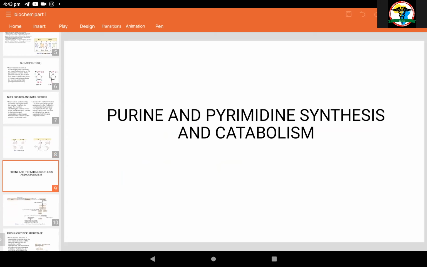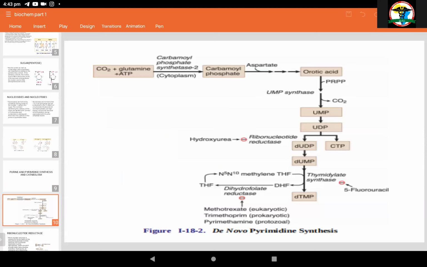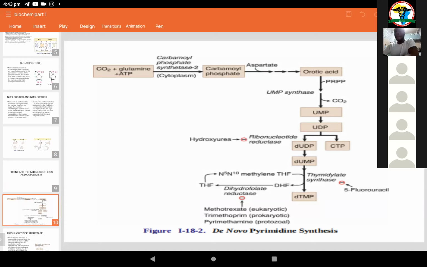So we are going to move on to the purine and pyrimidine synthesis. The synthesis of purine and pyrimidine, do you actually need to memorize the pathway? No, you don't need to memorize the pathway. The one thing that you have to know in this pathway that is very, very important is actually the pharmacology of this pathway.